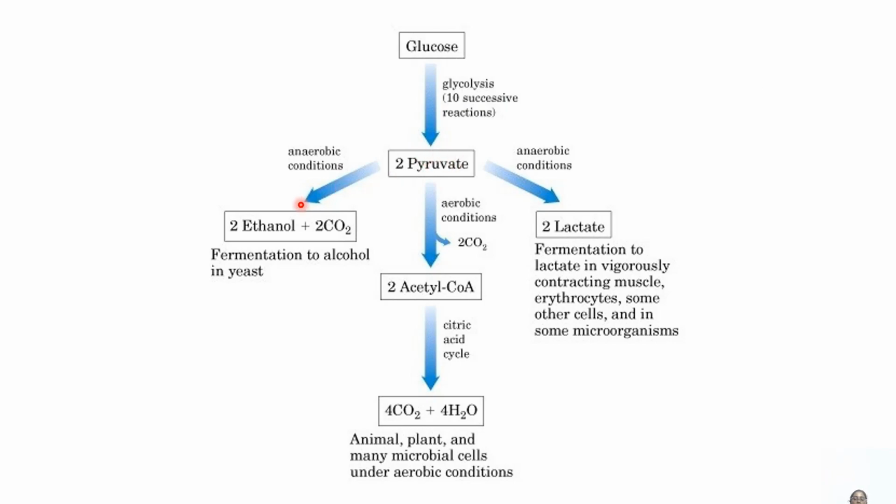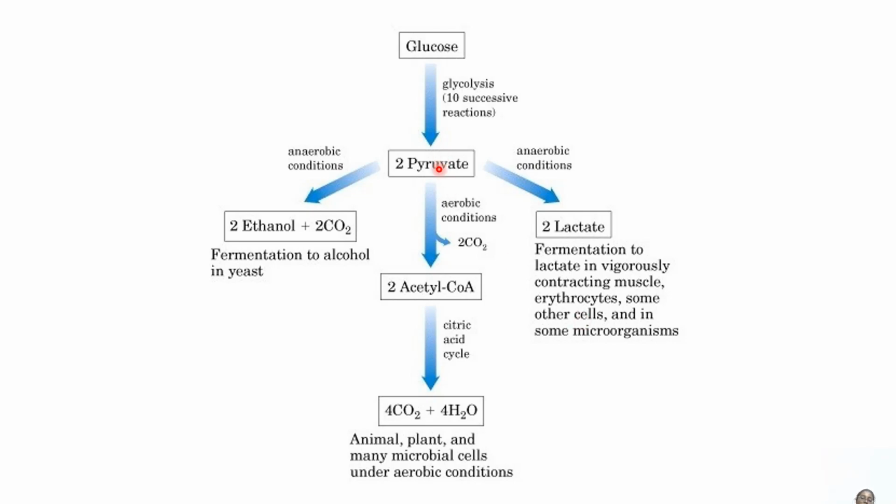Under anaerobic conditions, it can give rise to 2 ethanol plus 2 CO2, fermentation to alcohol in yeast, and also 2 lactate, like fermentation to lactate in vigorously contracting muscle, erythrocytes, or other cells, and in some microorganisms. So when you run for a long time or you're climbing stairs, you start panting and your legs, calf muscles start paining, right? That's because of lactate accumulation.